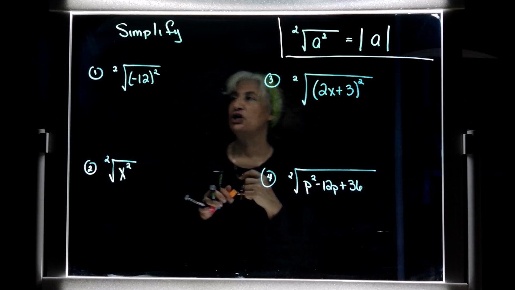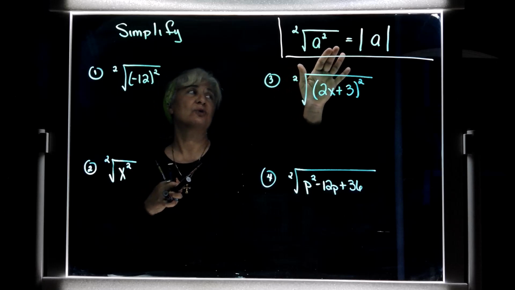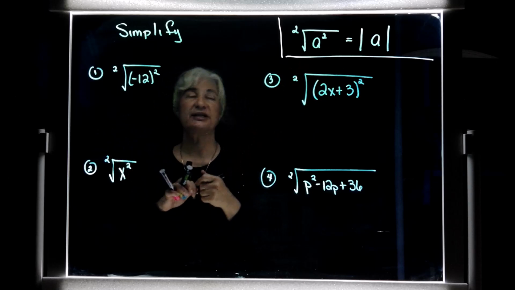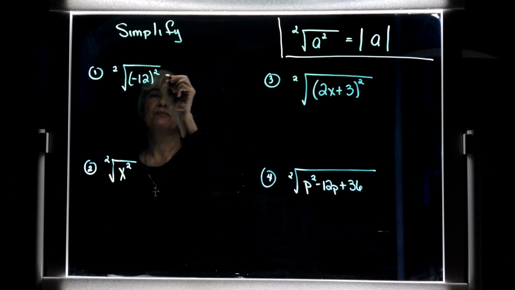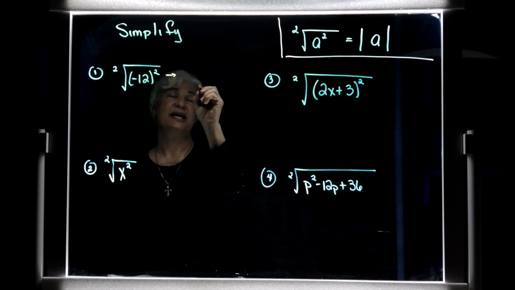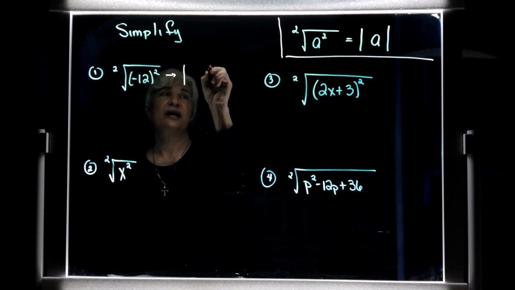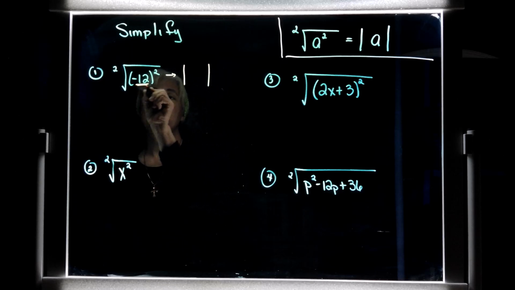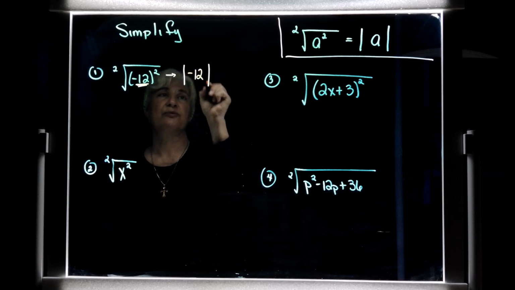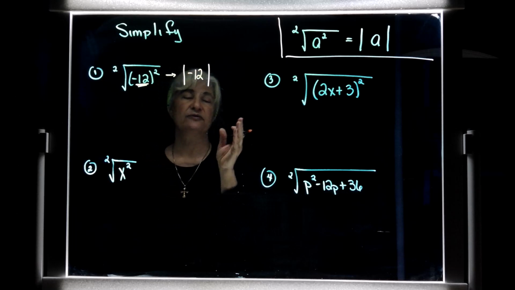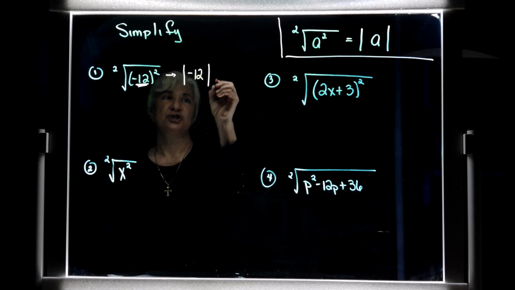So I rewrote our wonderful little formula up here. And according to the formula, I would end up taking the absolute value of the thing that's being squared, the number or the variable, which means I would take the square root, the absolute value of negative 12, which is just 12.